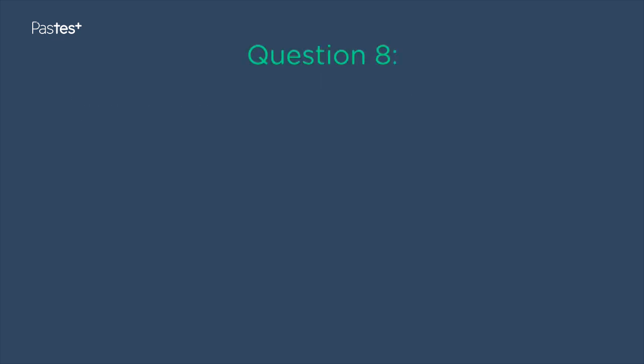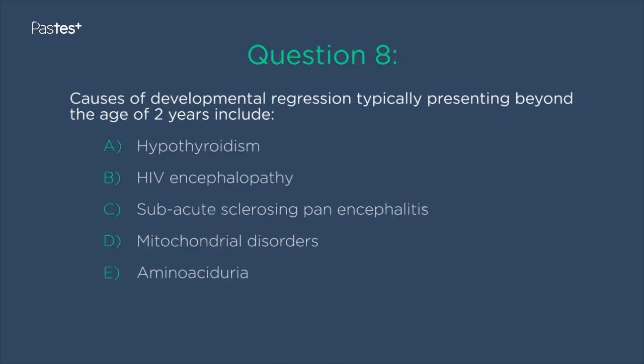Question 8. Causes of developmental regression typically presenting beyond the age of 2 years include: A, hypothyroidism; B, HIV encephalopathy; C, subacute sclerosing panencephalitis; D, mitochondrial disorders; E, amino aciduria.